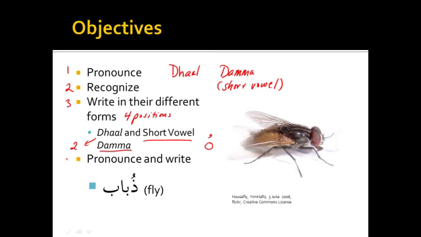Now, our fourth objective for today is to write the Dhaal and the Damma in a word, and the word that we're using for today is dhubab, which is the Arabic word for fly. Dhubab.